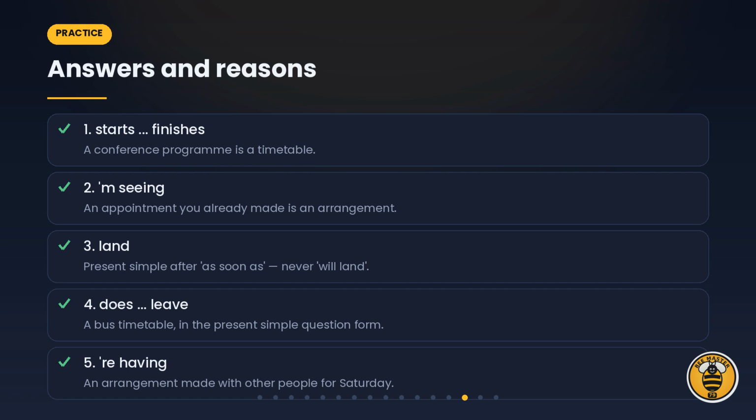3. Text me as soon as you land. Present simple after as soon as. Never as soon as you will land. 4. What time does the last bus leave? A bus timetable, and notice the question form with does. And 5. We're having dinner with my parents on Saturday. An arrangement with other people. So how many did you get right?